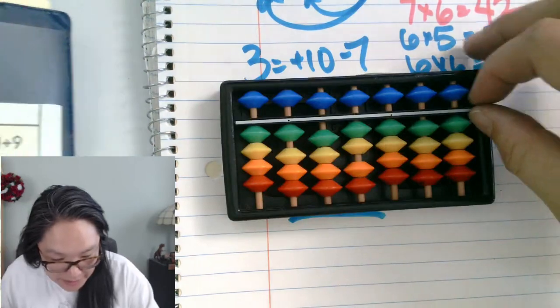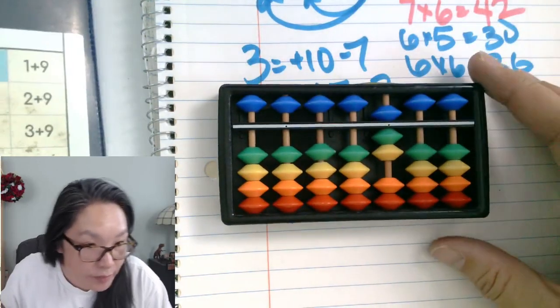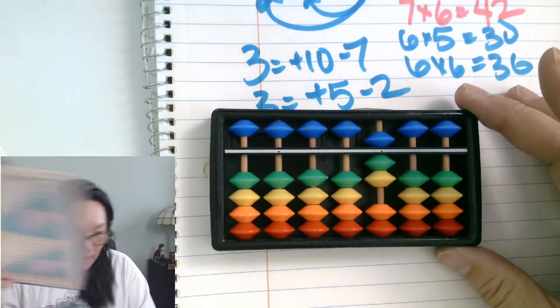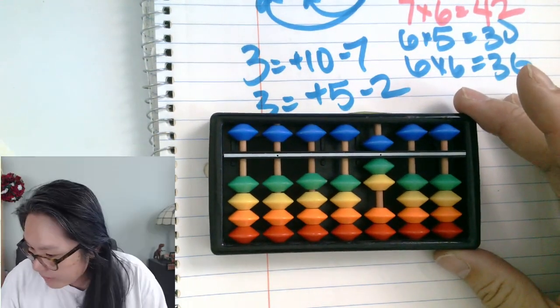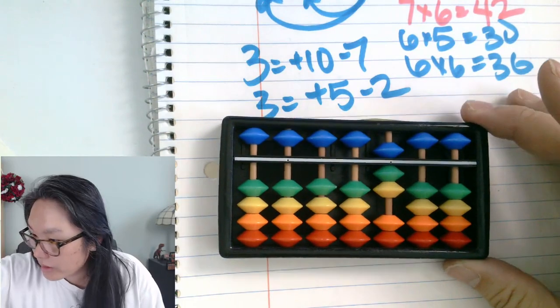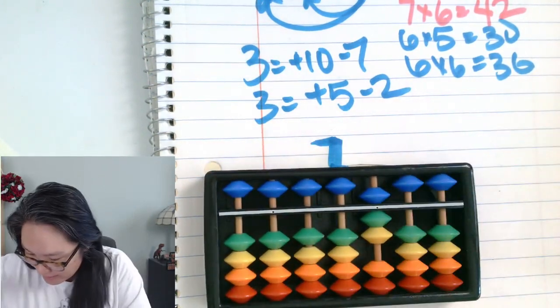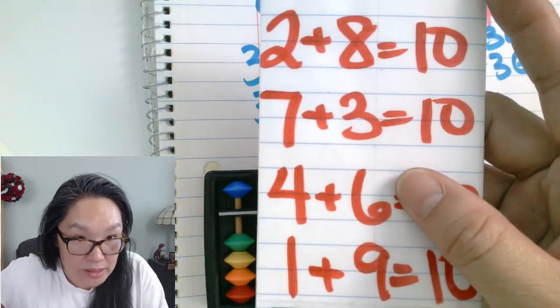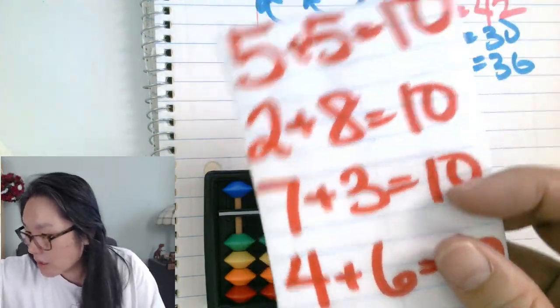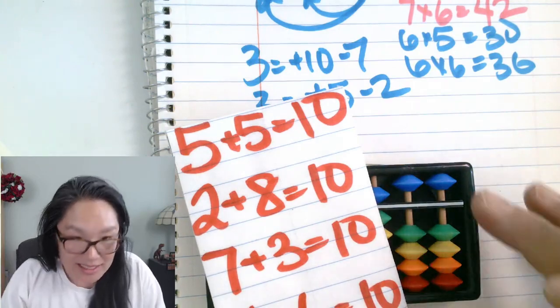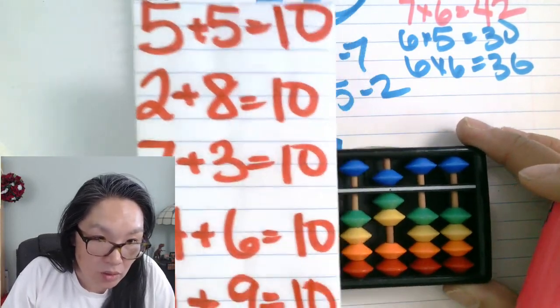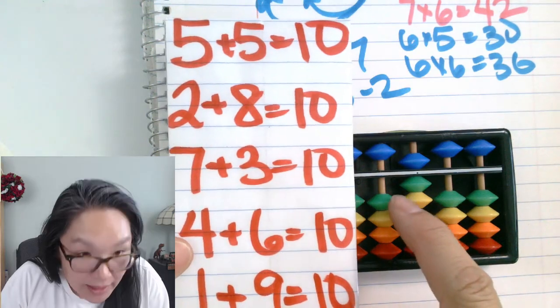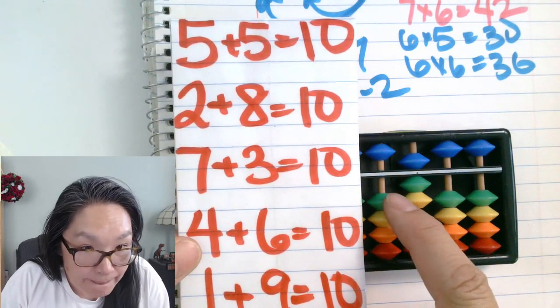Do we have enough beads to add the 7? No, we don't have enough beads to add the 7. So what do we do? We know we're going to plus the 7. How do we plus the 7? We know 7 plus 3 is equal to 10. We know this because that's just a pair. That's something we just need to know. The reason why is because we need to understand how to utilize this 10.